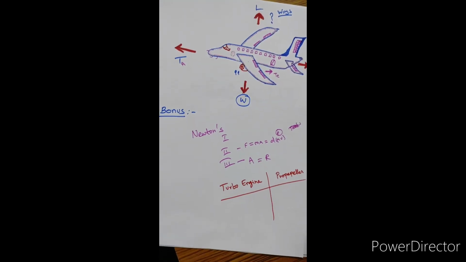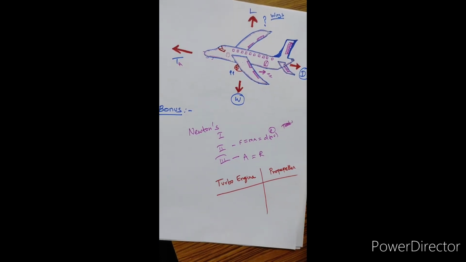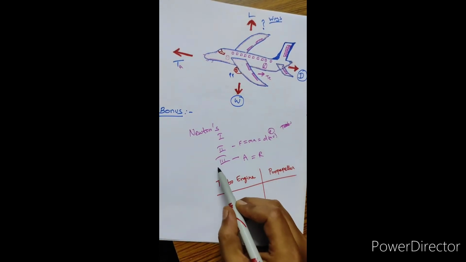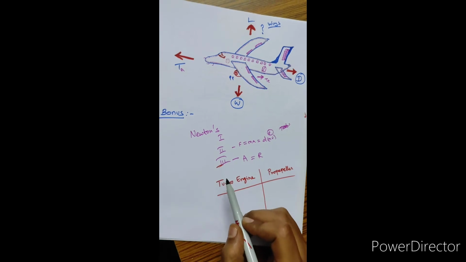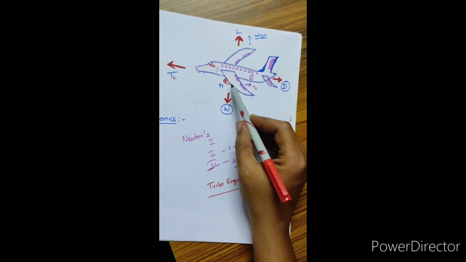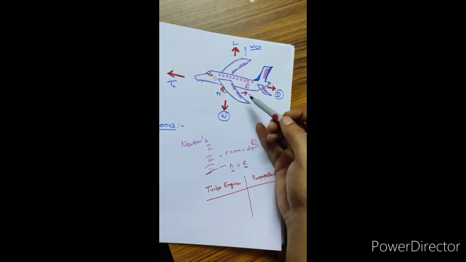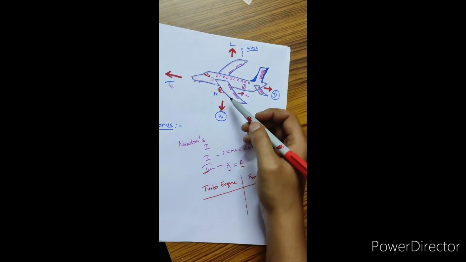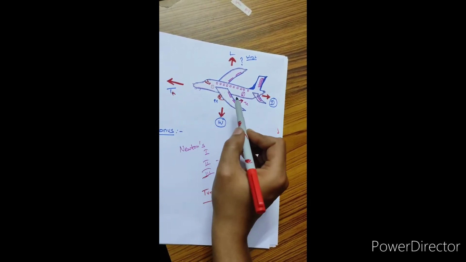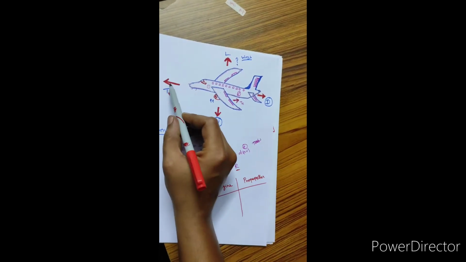Now let's see some bonus information with respect to the aircraft. We are going to compare all three of Newton's laws with respect to the aircraft. Let's take the third law first, which is the simplest and easiest law. For every action, there is an equal and opposite reaction. The thrust produced by the engine will be in the right direction, and since the engine is fitted to the aircraft, the reaction will be in the left direction. So, equal and opposite reaction: action will be in the right direction, reaction will be in the left direction.